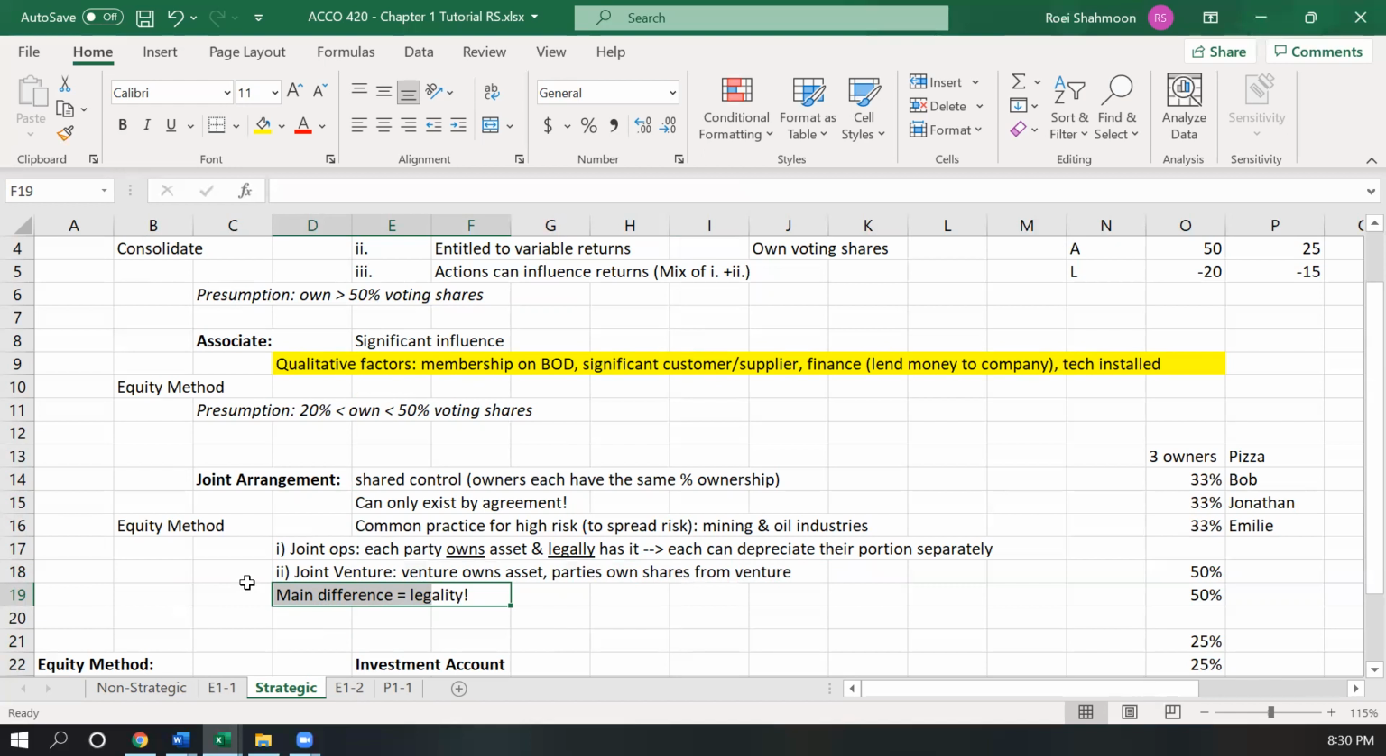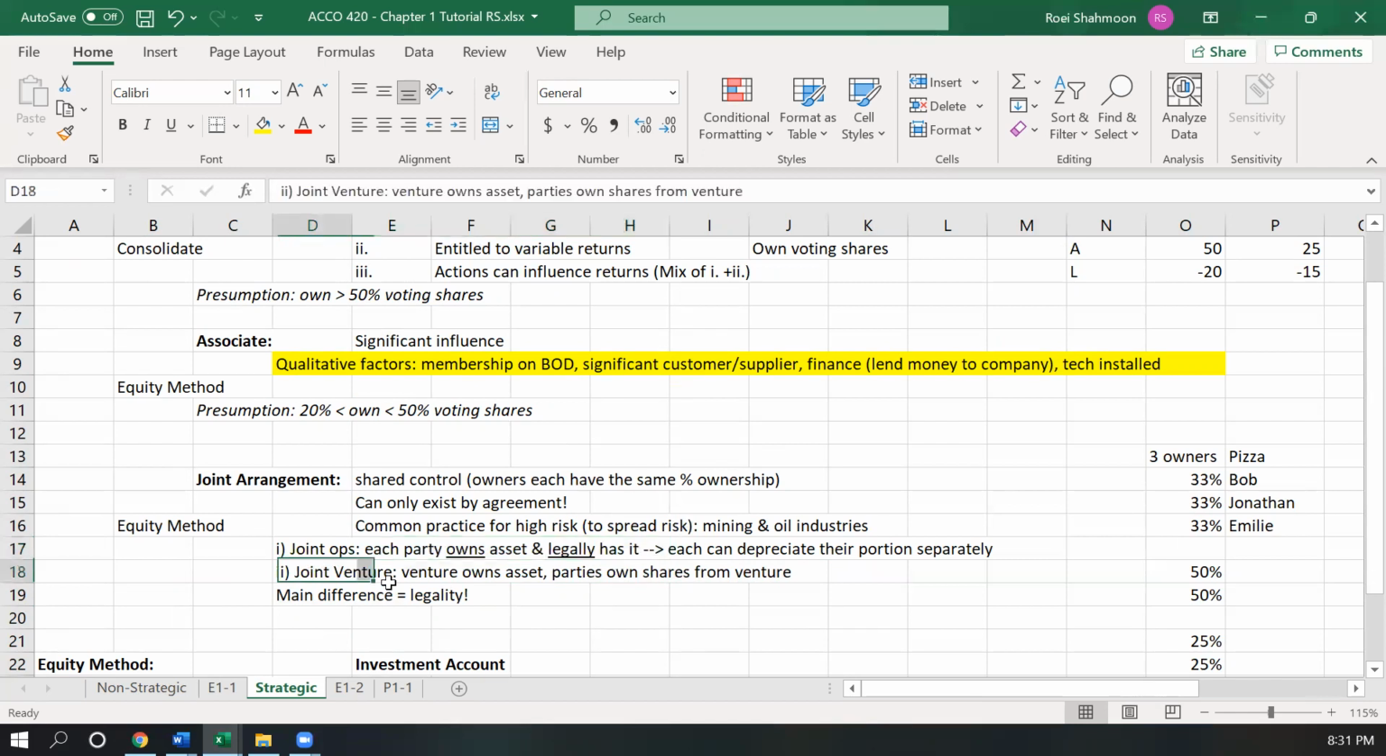A joint operation means each partner will bring their own assets, their own liabilities. Like, let's say I open up a pizzeria, I bring my oven, and my partner, James, brings the fridge. The assets belong to each one of us. I have the oven, James has the fridge. If we ever dismantle the company, I'm going to go home and take my oven. James is going to go home and take his fridge. Each party owns their own asset, and legally owns it.